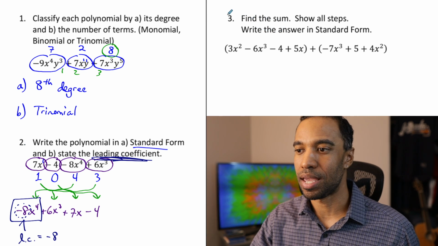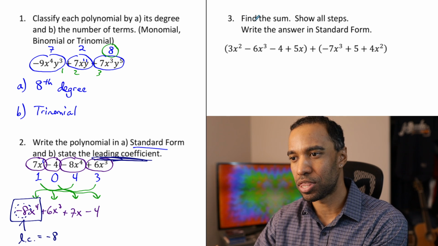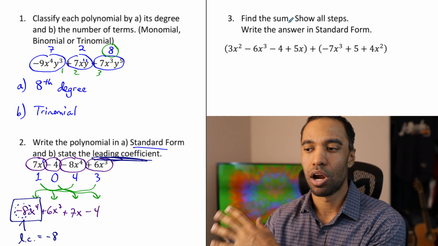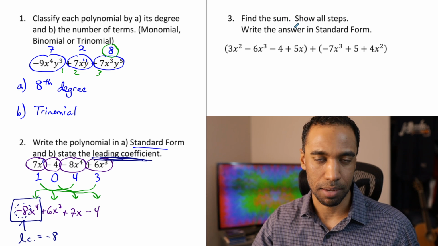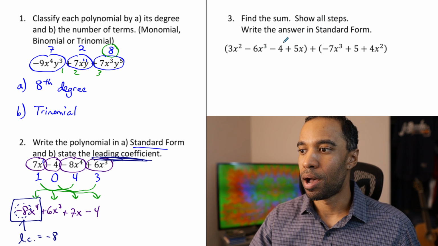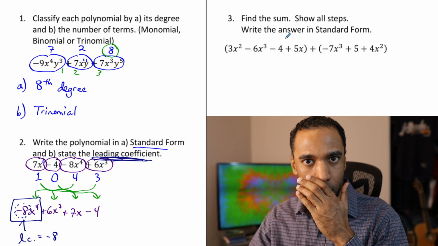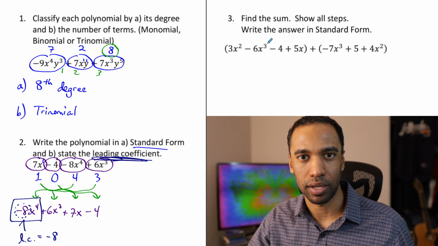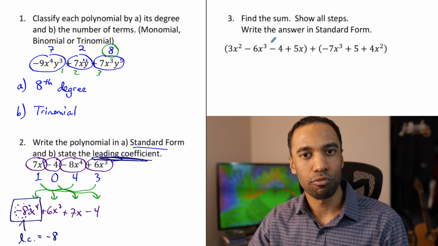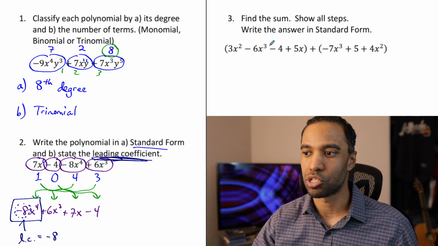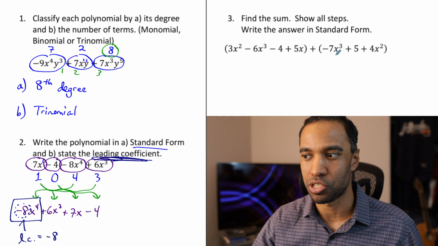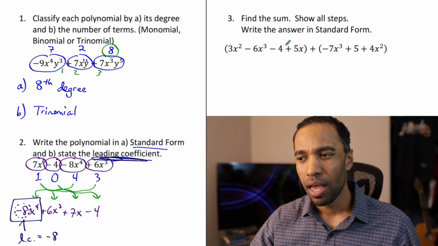Let's jump into number 3 and other problems like number 3. I think 4, 5, and 6 are a lot like this here. In number 3, we're going to find the sum, show all steps, write in standard form. So you can choose how you want to go about showing your steps. When we write in standard form, remember, we're going to make sure that the leading degree, the highest degree, goes first. So if you want to rewrite what's inside in standard form first, that's up to you. I'm not really going to do that.